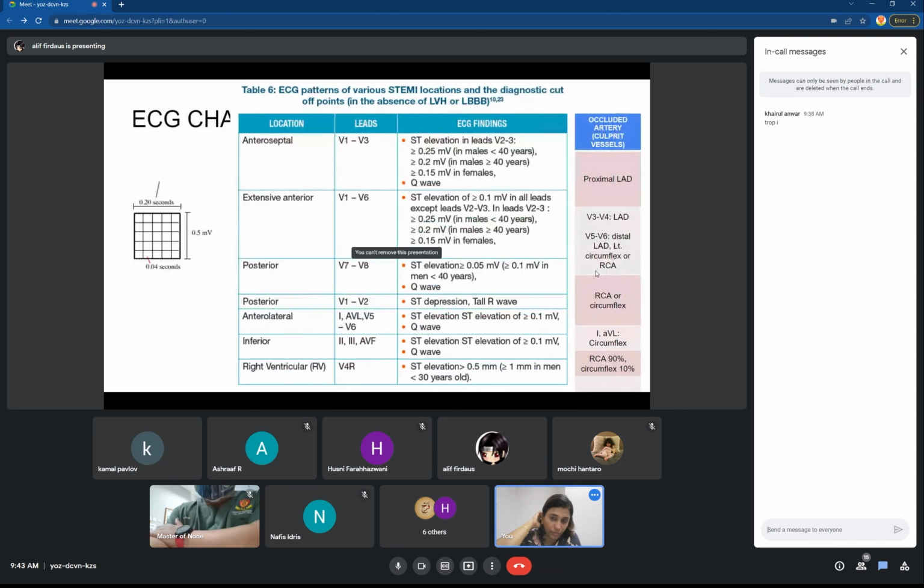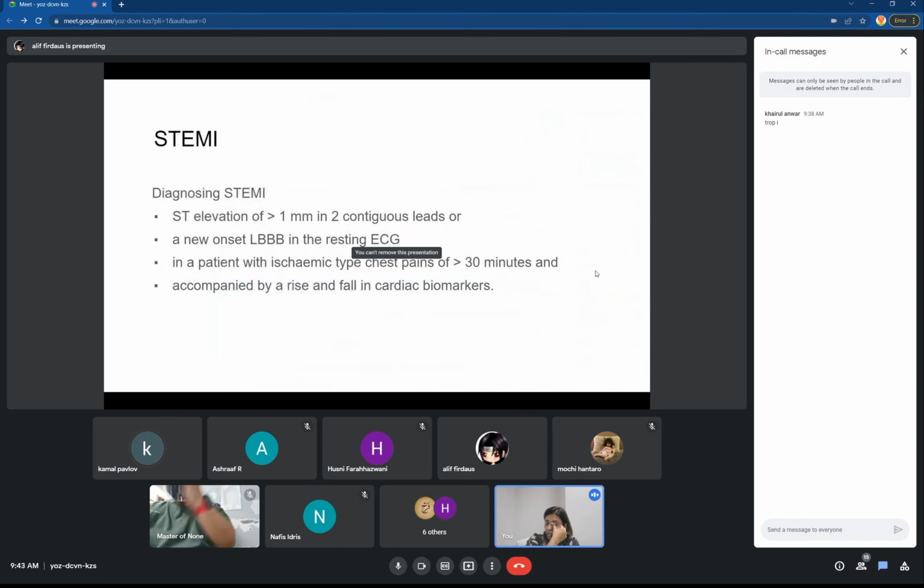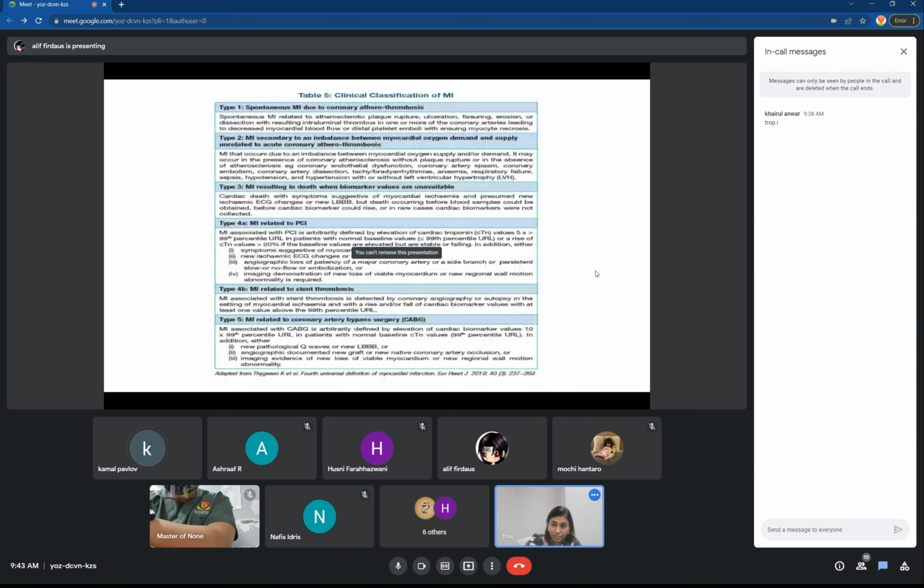Does all this MI require a thrombolytic agent? No. Anemia, no need. So anemia will fall to which group? Anemia, I think the type 2 MI. Okay, what else MI can fall into type 2 MI?